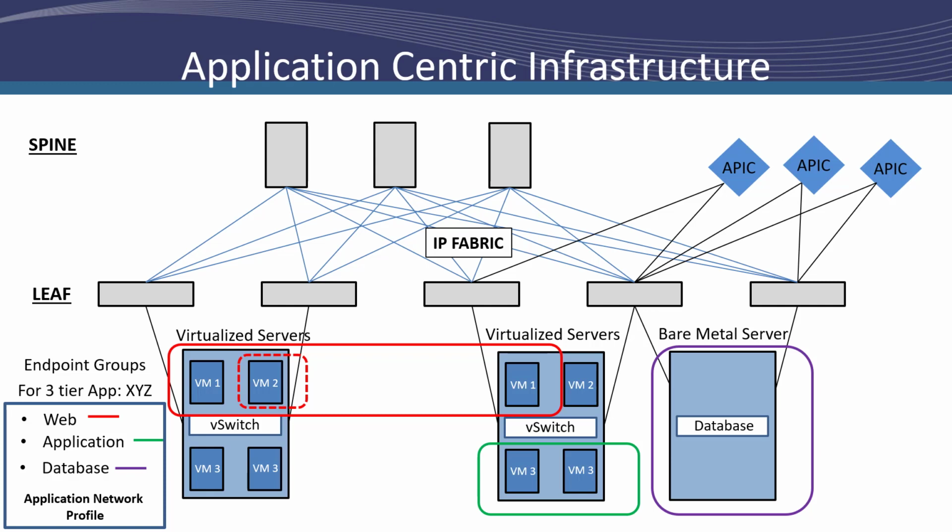APIC updates the infrastructure with all this knowledge, and now applications can be easily deployed. And when VM or application mobility occurs, server to server, rack to rack, or row to row, the ACI fabric is aware of the move and automatically enforces the policy at both the physical switch and the virtual switch interfaces across the fabric.